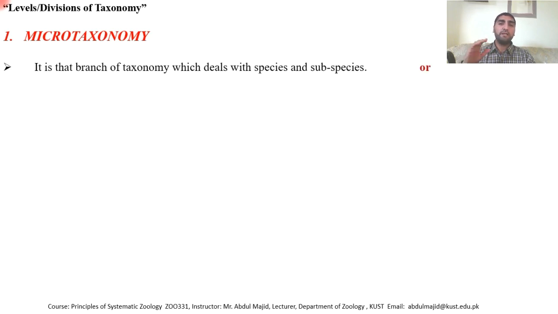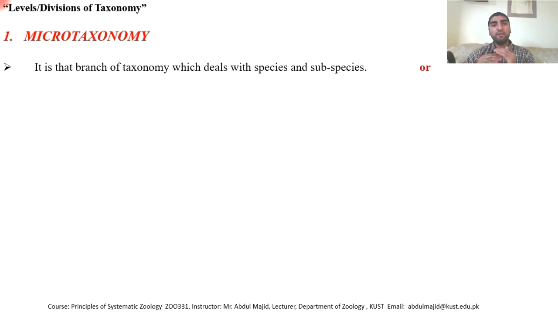Let's start with microtaxonomy. What is microtaxonomy? It's clear from its name. It is when we study taxonomy at micro level, at smaller level. And what is smaller level in taxonomy? The species and the subspecies level is micro level, because domain is the top level, then there is kingdom, then phylum, and so on, and then we come to species and subspecies, which is at the base, the foundation of classification. So they are at micro level.